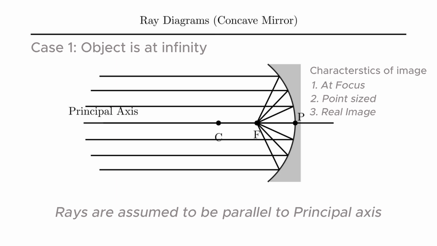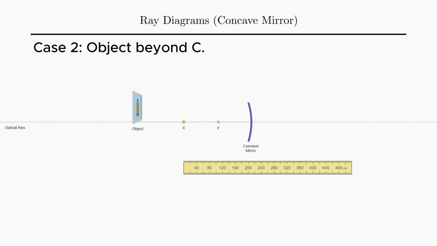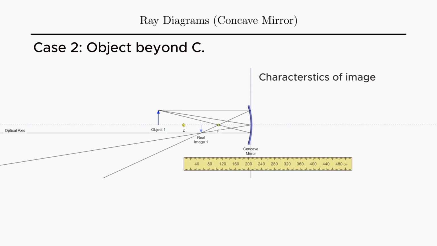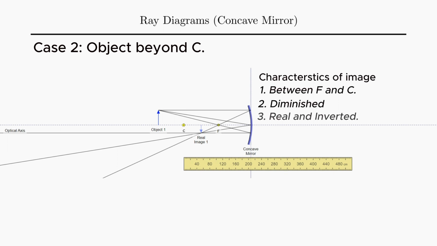can be obtained on a screen. For the next case, we will place the object beyond C, that is center of curvature. This object can be a pencil, penguin or a star, but in ray diagrams, an upright arrow is used. For this case, 3 incident rays are shown. First parallel to the principal axis, second at pole and third at focus. By the application of respective rules, an image is obtained between focus and center of curvature, which is diminished in size and is real and inverted.